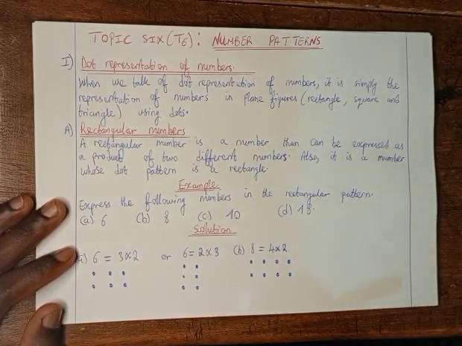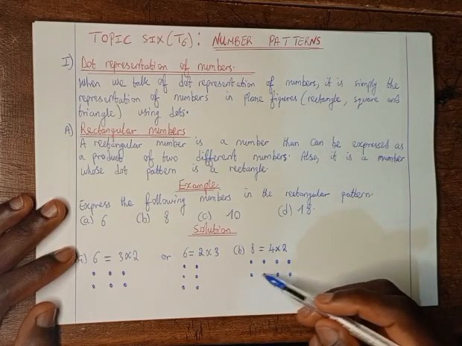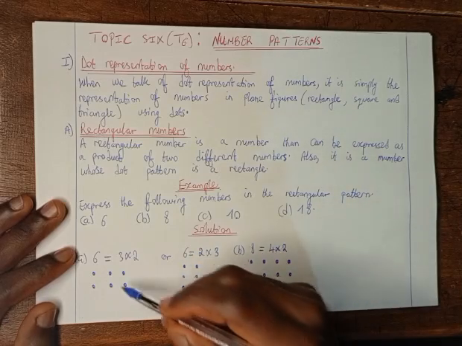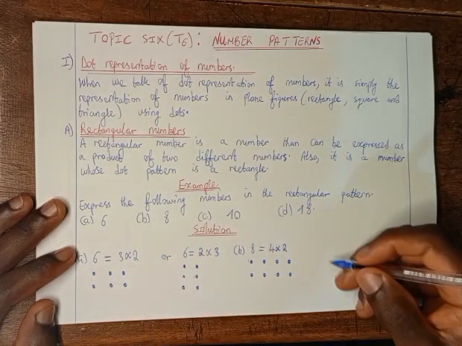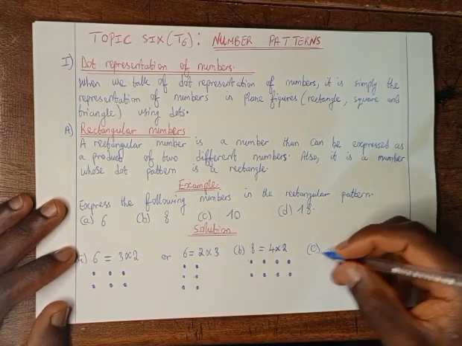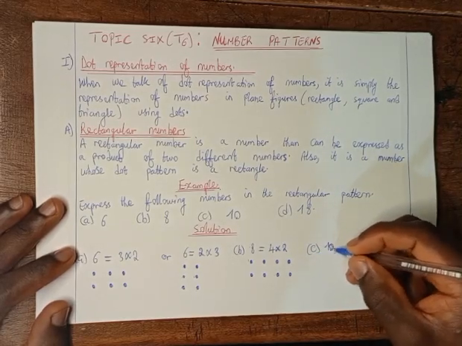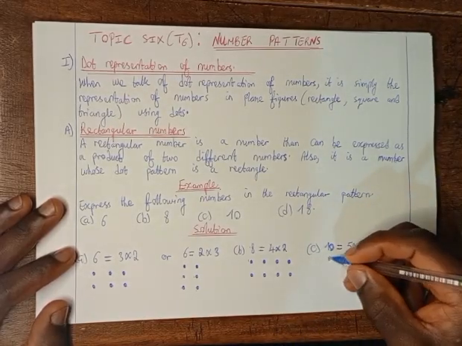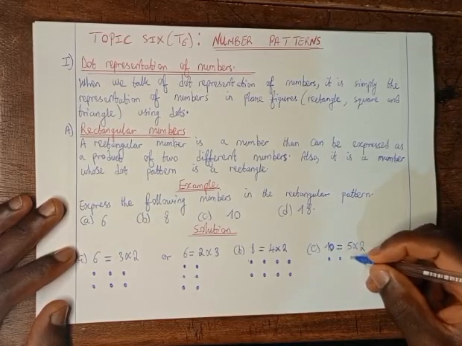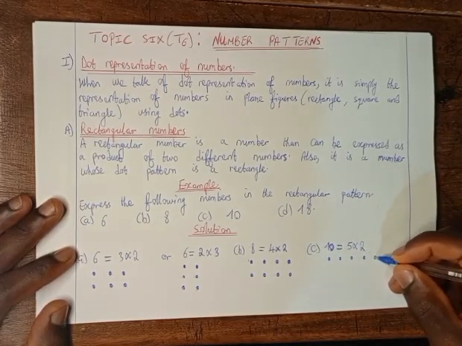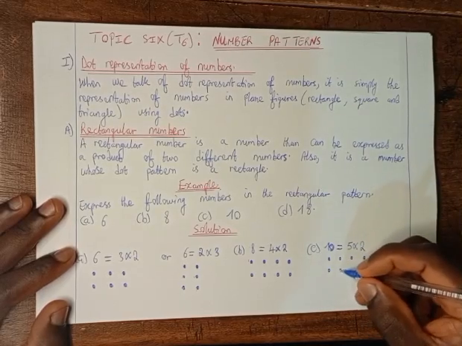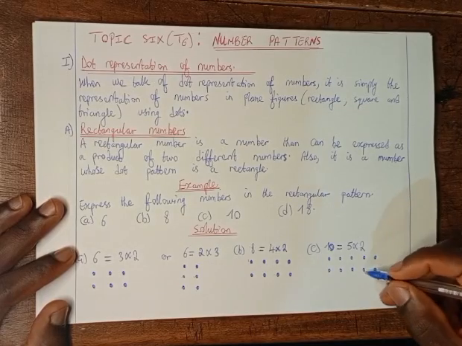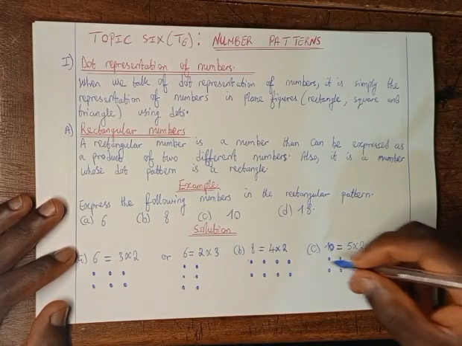When we count the number of dots, it must be equal to the given number. Here, 1, 2, 3, 4, 5, 6, 7, 8. We go now to C. For C, we have the number 10. You know, 10 can be expressed as 5 times 2. It simply means the length has 5 dots and the width has 2 dots. If we count, 1, 2, 3, 4, 5, 6, 7, 8, 9, 10.